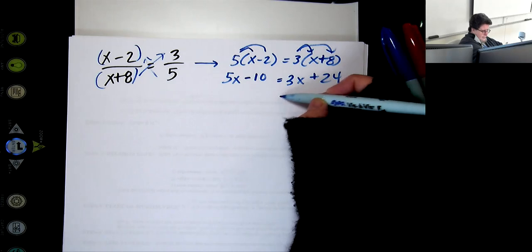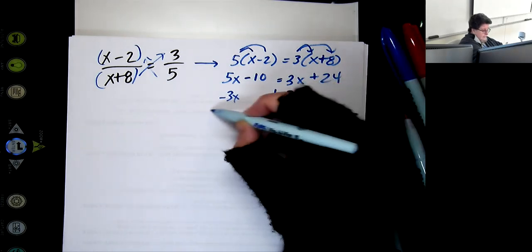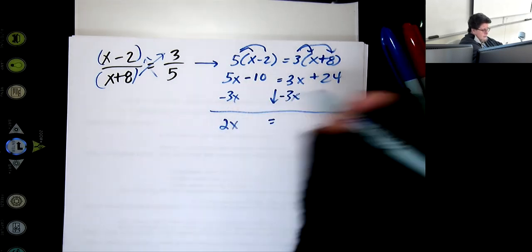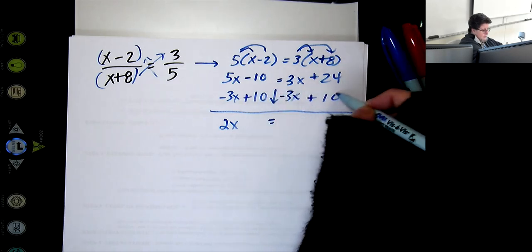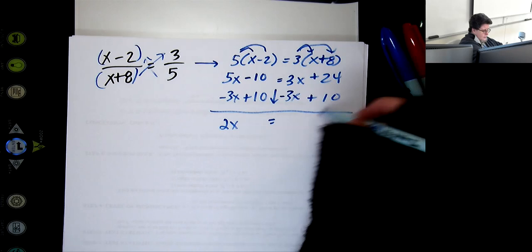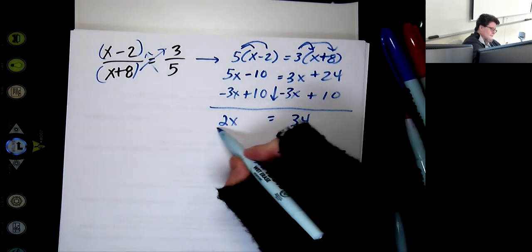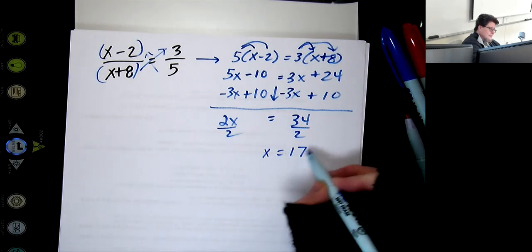If I subtract 3x from both sides here, 5x minus 3x becomes 2x. At the same time, I'm going to add 10 to both sides. And I get 34. When I solve for x, divide by 2, I get x equals 17.